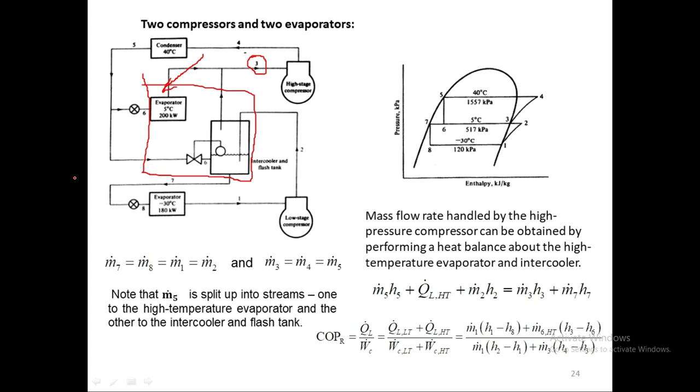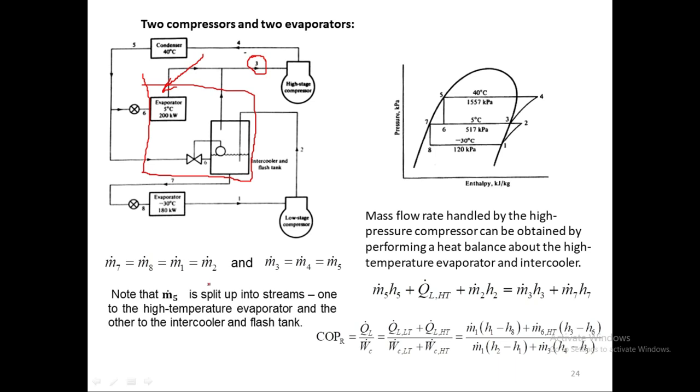M7, the mass at this point and the mass at this point will be the same. Of course, whatever mass is leaving the flash tank is the same mass which is traveling to the evaporator and to the low stage compressor. So M7, we are going to replace that.